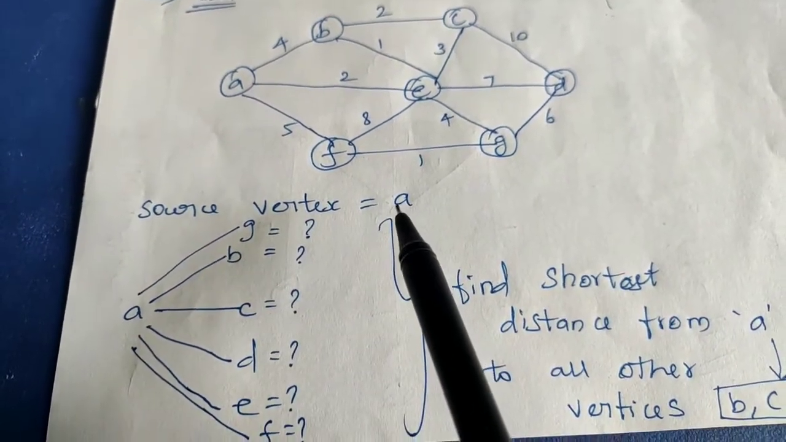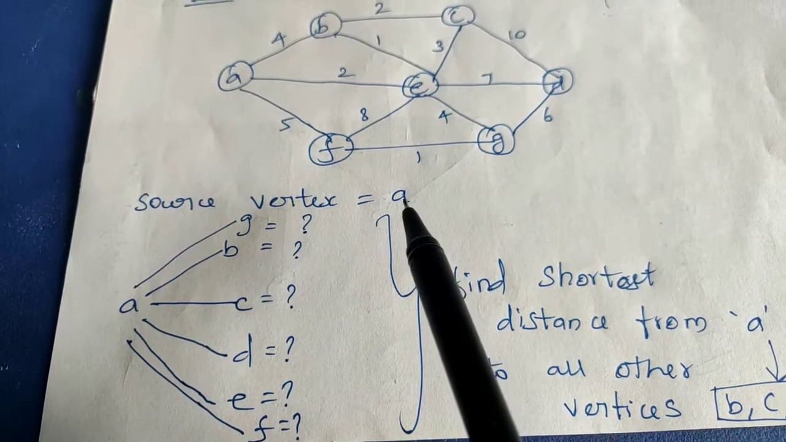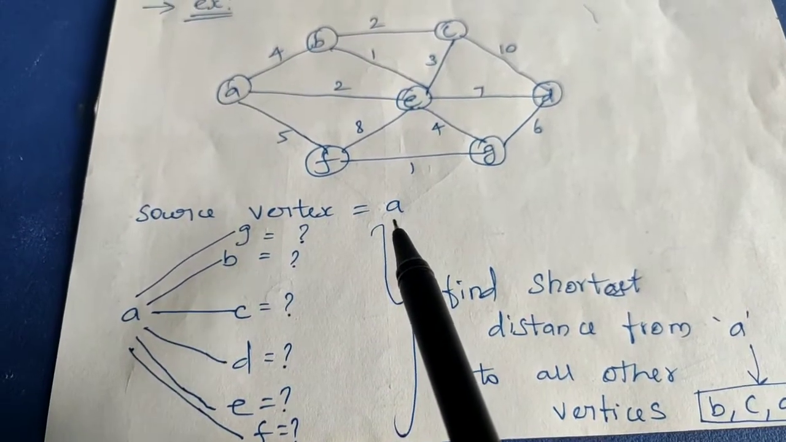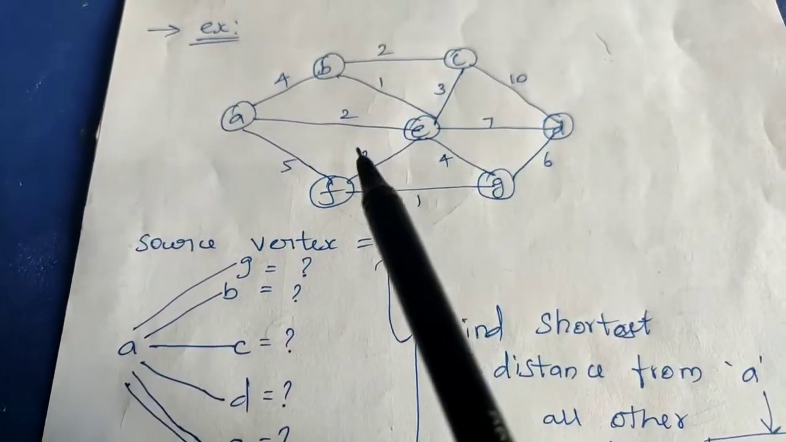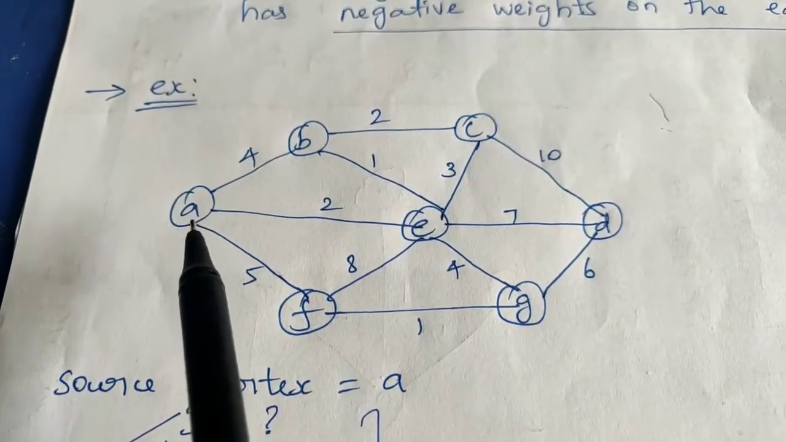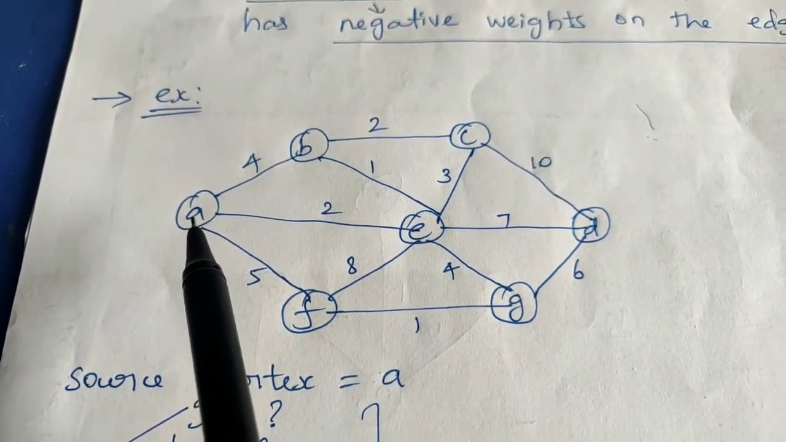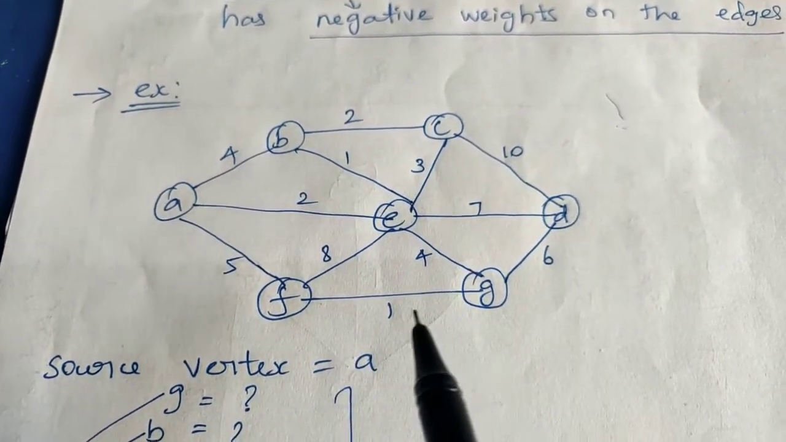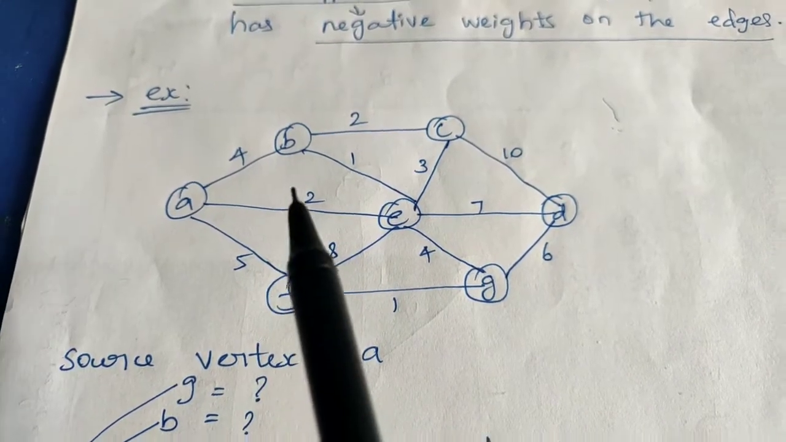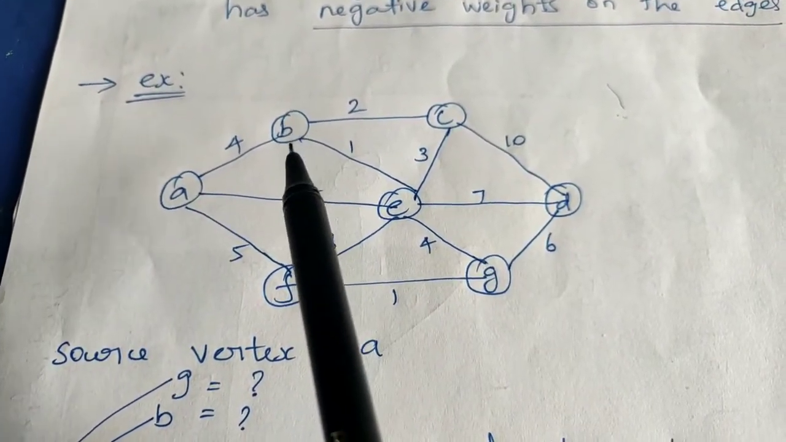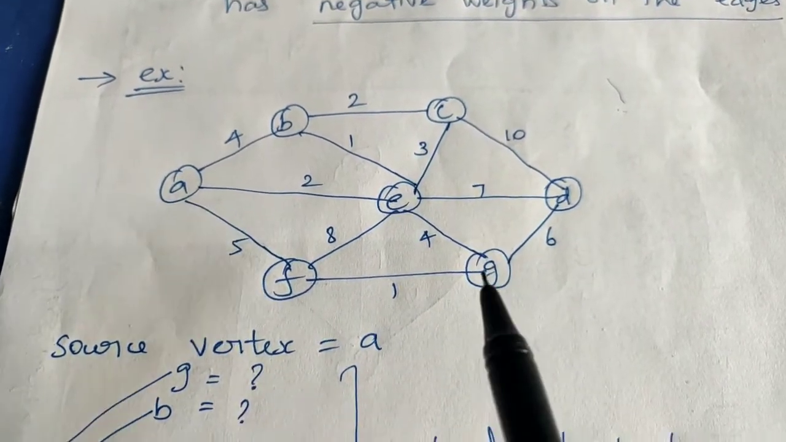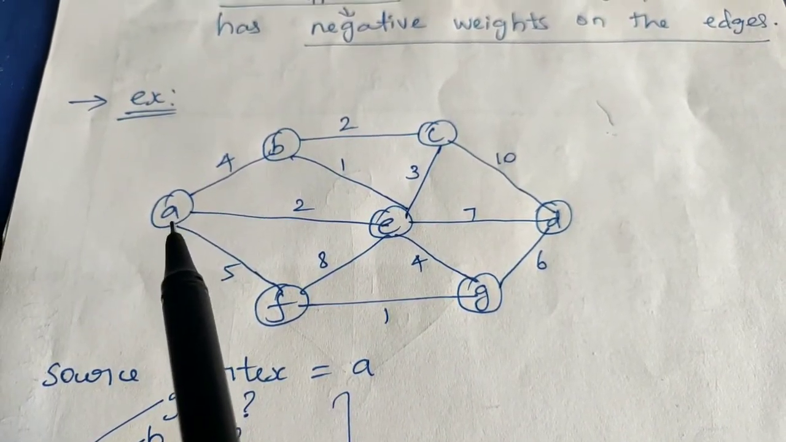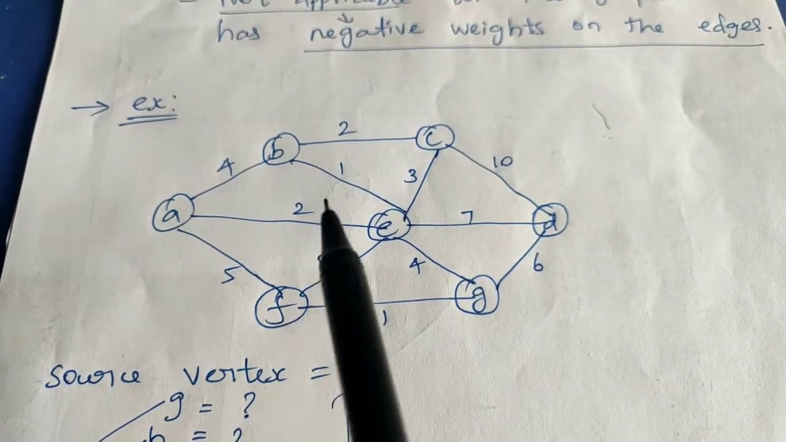Now, as per the definition of the single source shortest path algorithm, from the selected vertex A, I need to find the shortest distance to all the other vertices present in the graph. This is the selected source vertex. What are all the other vertices present in the graph? The vertices B, C, E, D, F, G. So I have to visit all these 6 vertices from the given source A with the shortest distance.